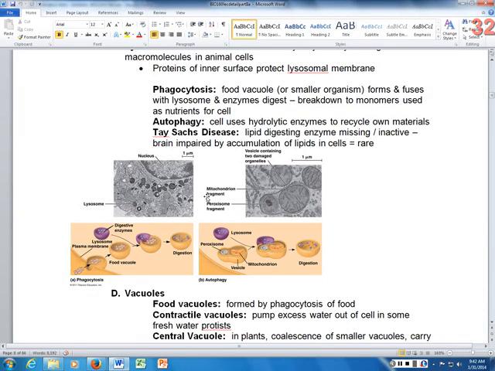So with Tay-Sachs disease, this is an example of being missing a lipid digesting enzyme. This is missing some of the lysosomal enzymes, and it allows the lipids to accumulate. It's a rare disease, but it allows it to accumulate in the brain and will cause severe problems, ending up being fatal for the person.